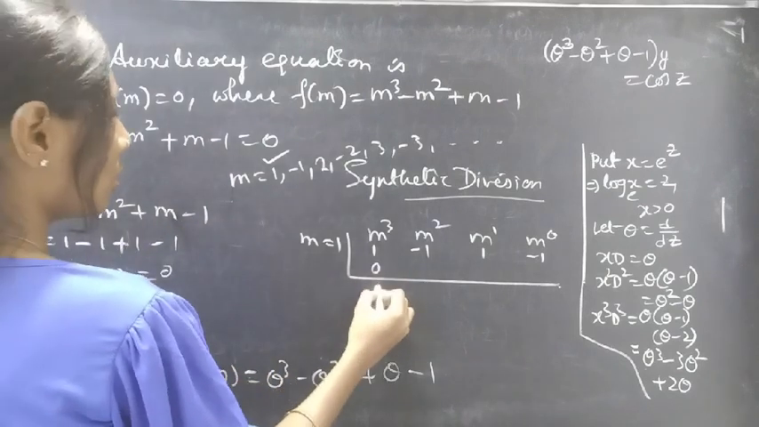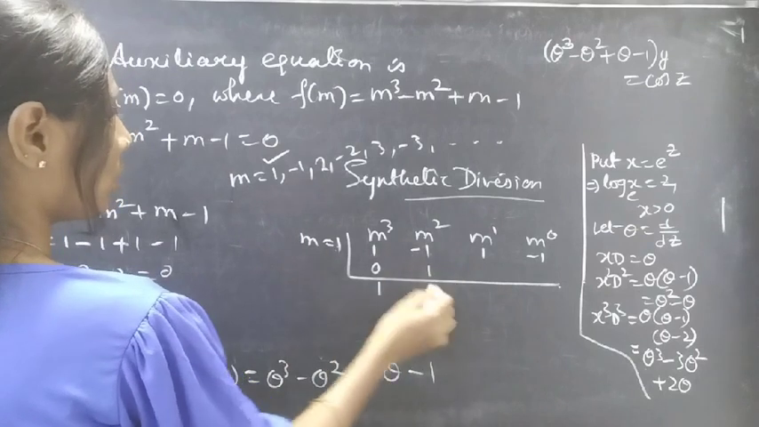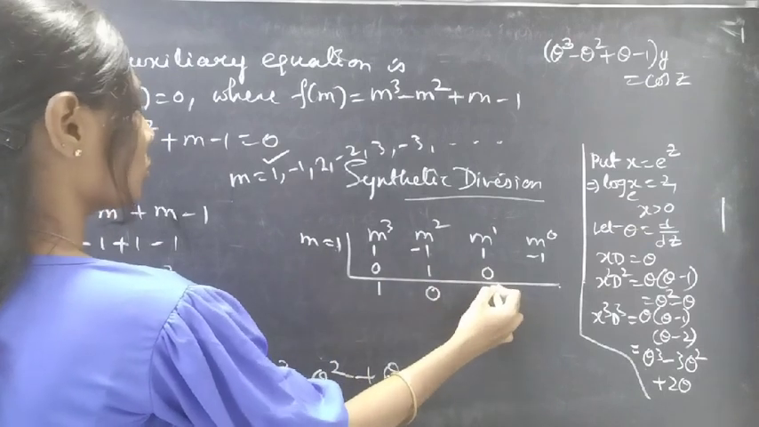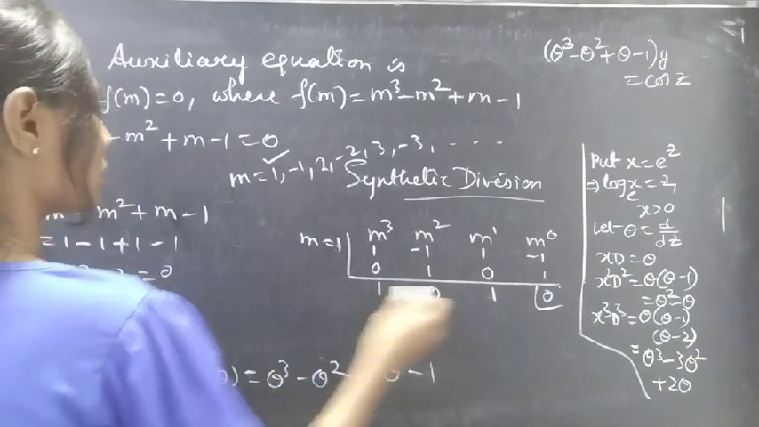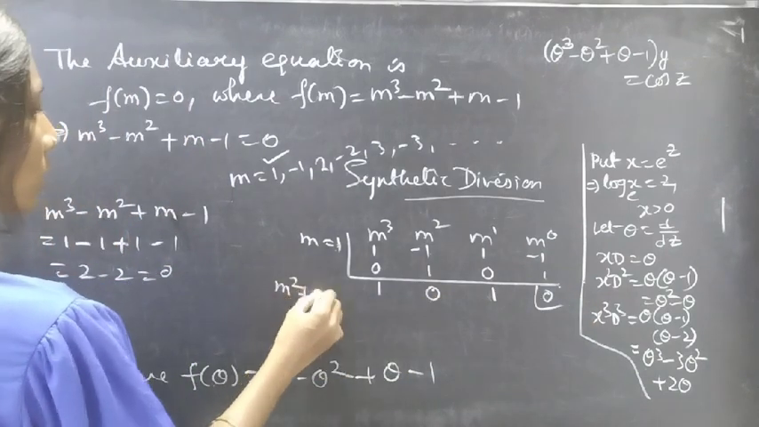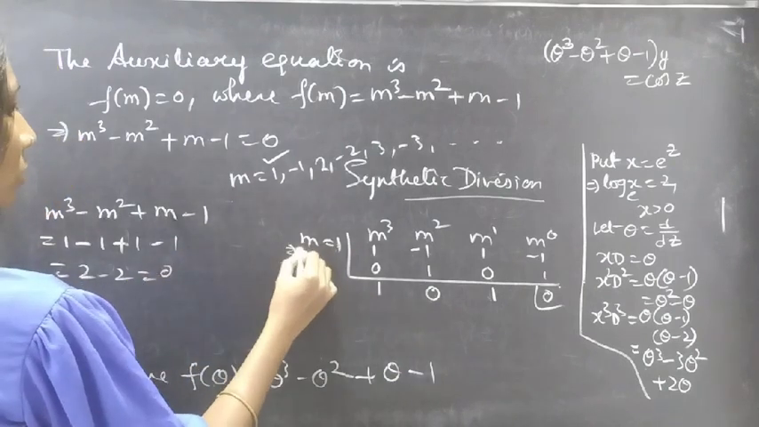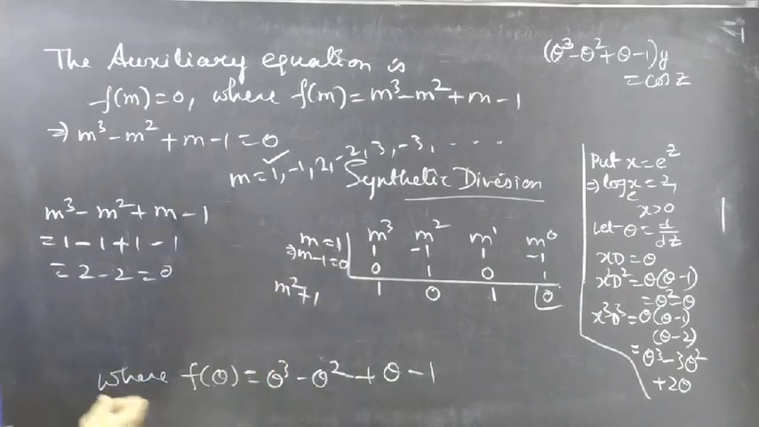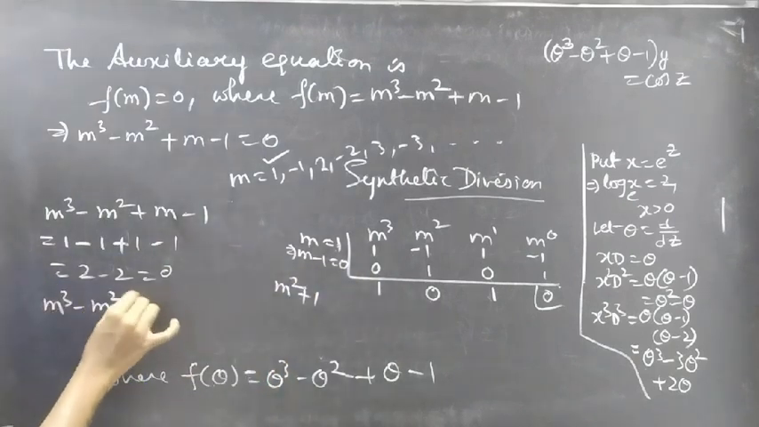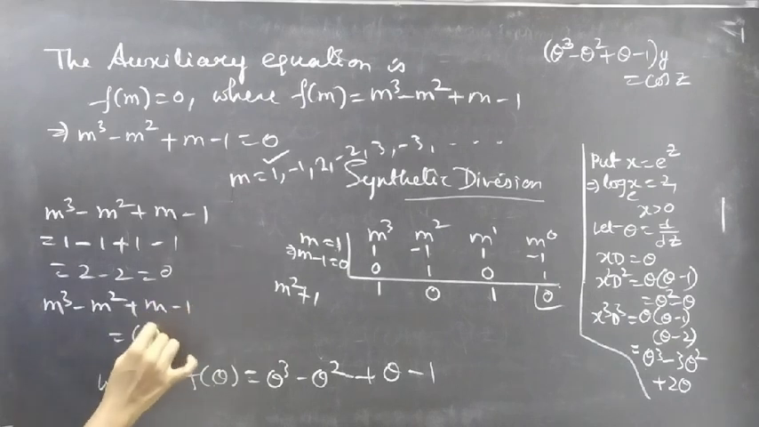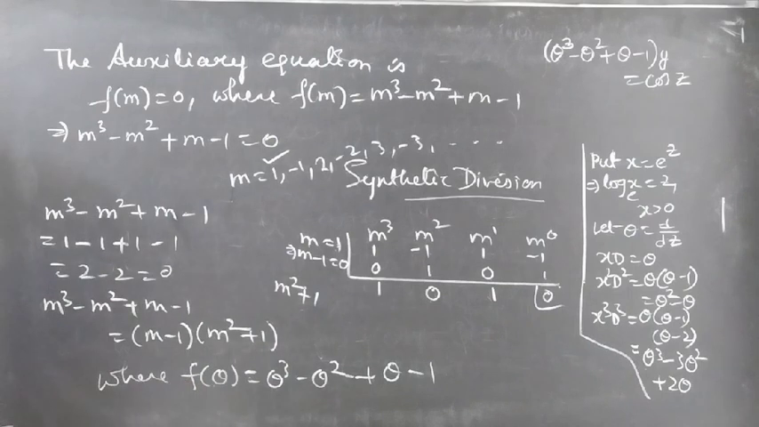Put 0 here. 1 plus 0, 1. 1 into 1, 1. Minus 1 plus 1 is 0. 1 into 0, 0. 1 plus 0, 1. 1 into 1, 1. Minus 1 plus 1 is 0. Again, this gives one more polynomial, m square plus 1, right? So from m equals 1, we'll get m minus 1 equals 0, right? So we can write the polynomial as product of m minus 1 into m square plus 1.